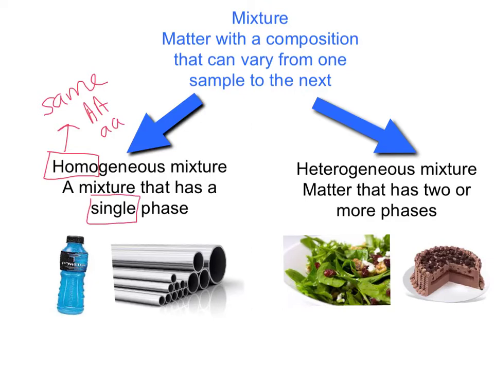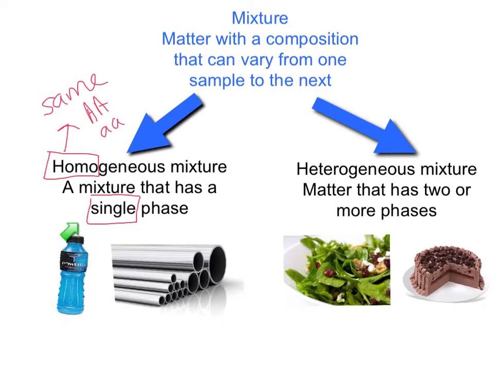Examples of that are when you look at Gatorade or Powerade, either one, it looks like one phase, but it's a mixture because every Powerade that you get is not going to have necessarily the same composition. Meaning, Powerade is a mixture of things like water and sugar. So you cannot guarantee me that every single Powerade that you ever will buy has the same exact amount of sugar in it, right? It's just mixed together, so it could vary from one Powerade to the next.